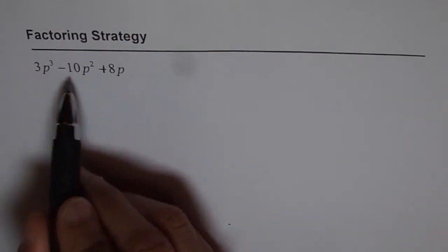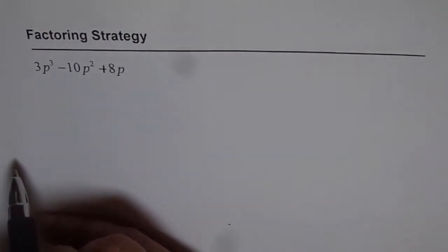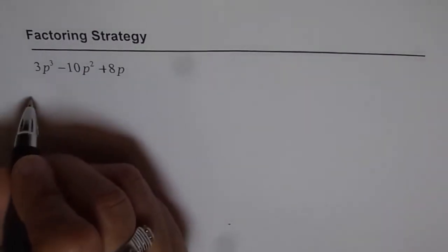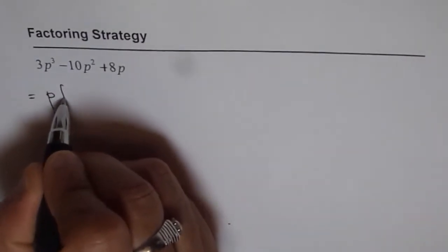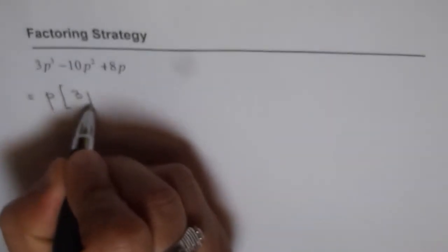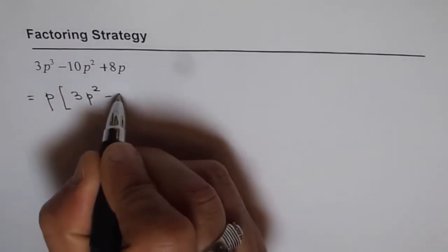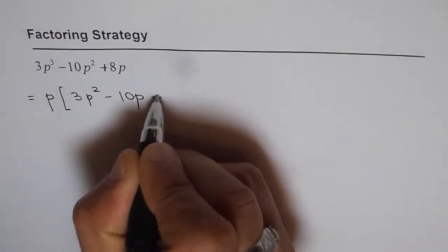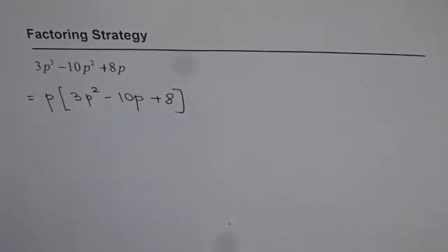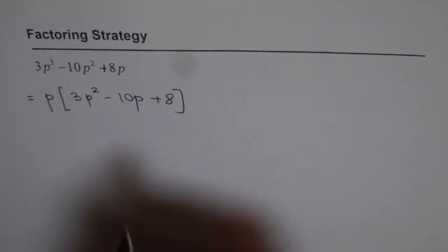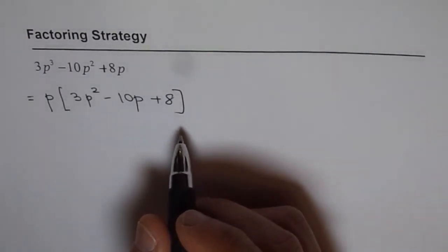As you can see, p is a common factor. So first do group factoring, and that is factor out p, right? Then you are left with 3p square minus 10p plus 8. Now that is a familiar trinomial, quadratic in nature, degree 2. To factor this, we'll adopt product and sum.